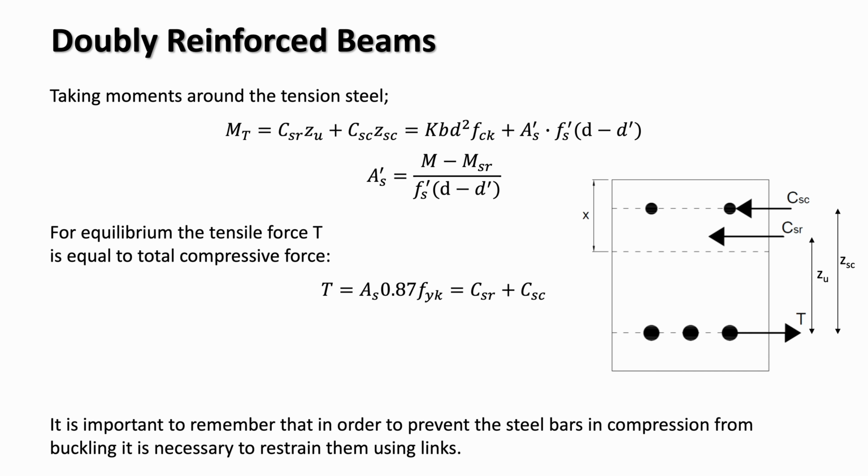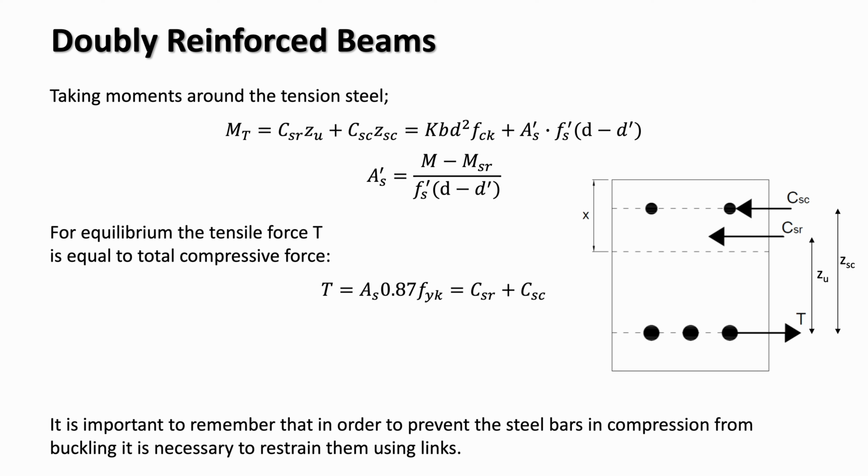The required area of the compression steel is the design moment minus the moment that the section can carry as a singly reinforced beam divided by the strength of steel times D minus D tag. This shows that the compression steel is only needed to carry the excess moment beyond what the concrete can resist alone.